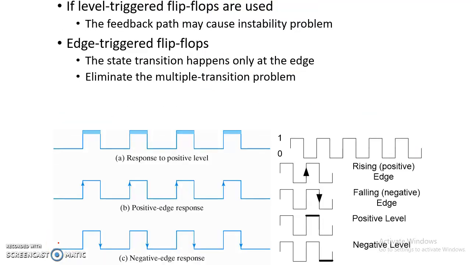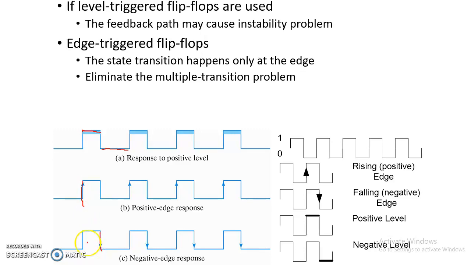Now there are two types of flip-flop again based on their clock pulses. One is called level triggered, another is called edge triggered. So level triggered, as you can see in the clock pulse, these are the levels. It can have a positive level or a negative level. And these are the edges. This is a positive edge and this one is the negative edge.